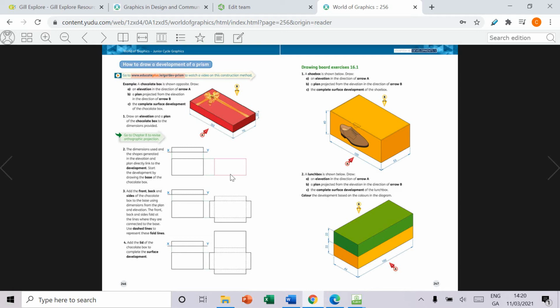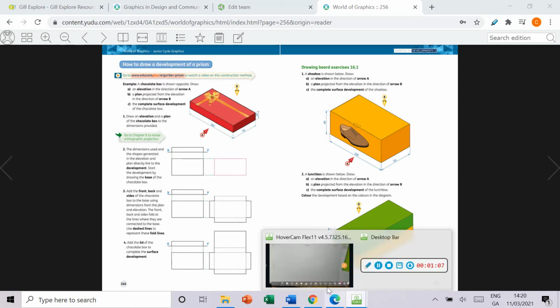Okay, so what we're going to do is we're going to start at A. So draw the elevation of the box in the direction of arrow A. So if we're looking in from A, we see that the overall width of that box is 100. And we see that the overall height of that box is 44. Okay, so we're going to draw a rectangle that's 44 tall and 100 mil wide.